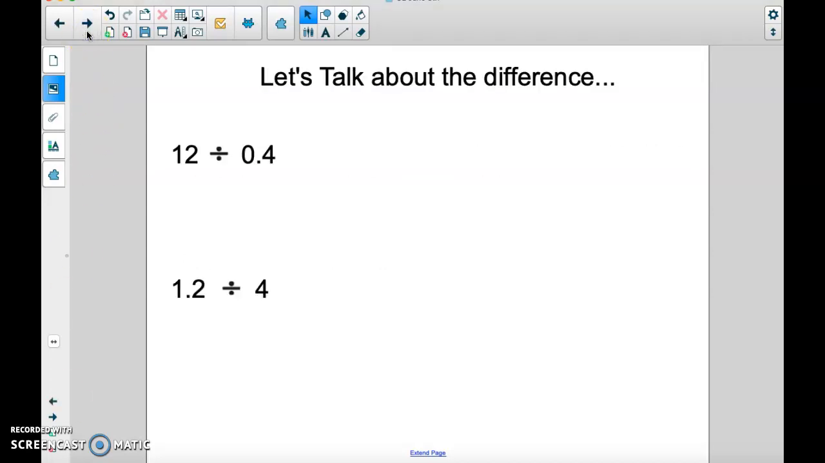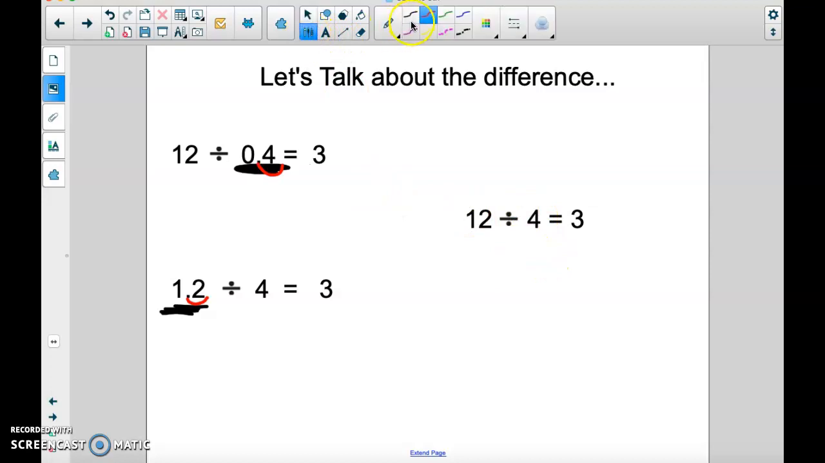So let's talk about the difference between these two problems. When there is a decimal in the divisor, the second number, versus when it's in the dividend, the first number. The similarity is we solve them the same way. We bump out the place value, so the problem turns into 12 divided by 4, which is equal to 3. This is where it gets different.